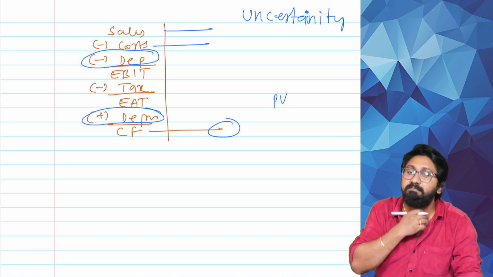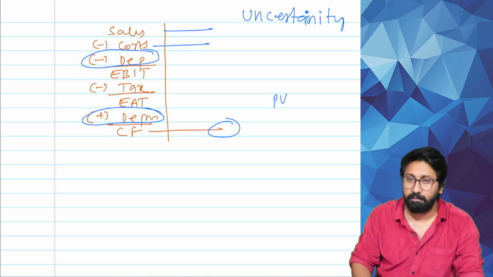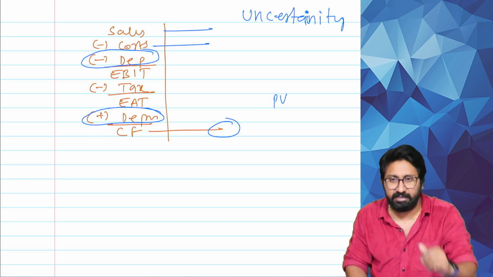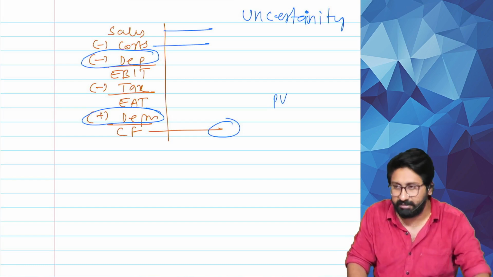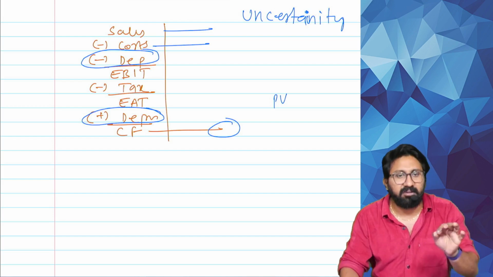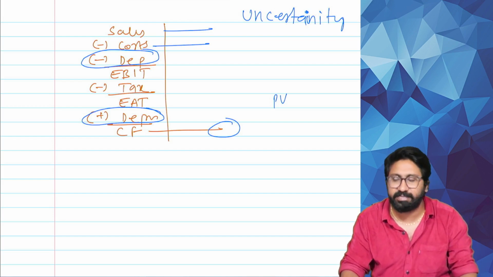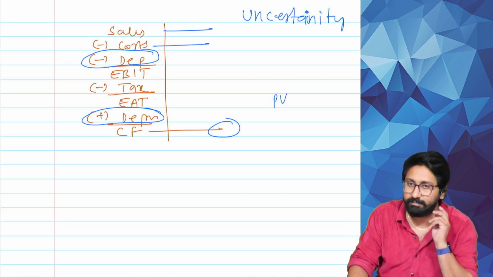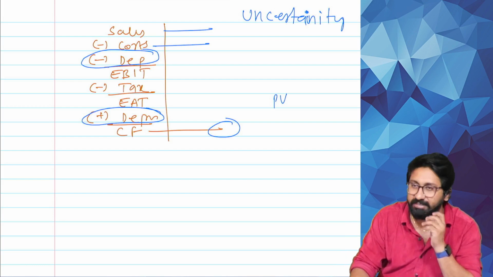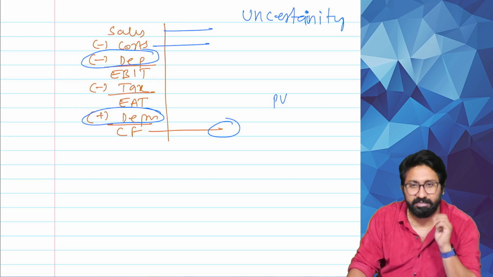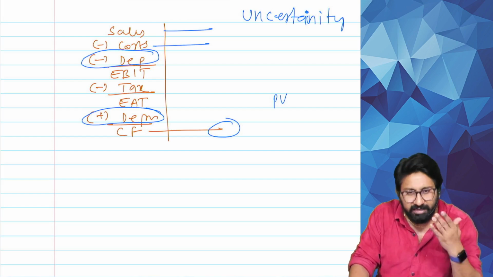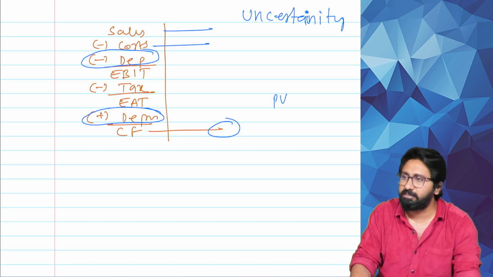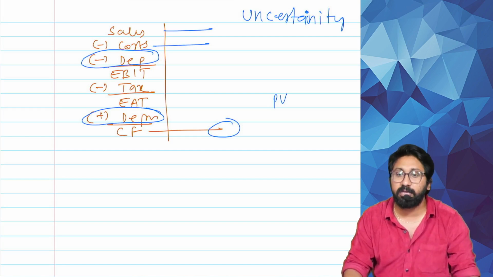Everyone repeat. Non-happening of an expected event is called what? Risk. Are equity shares riskier or not? The stock market is riskier or not? Very risky. Are you understanding? Why are they risky? Because cash flows are not certain.